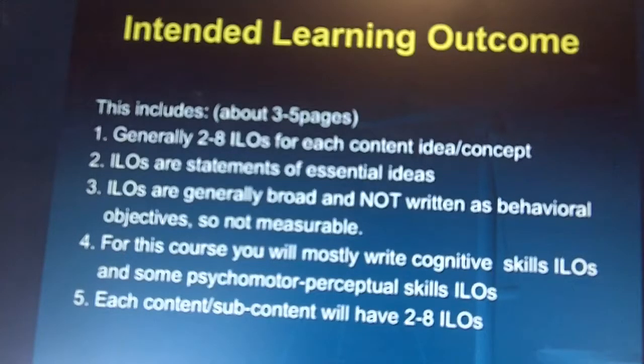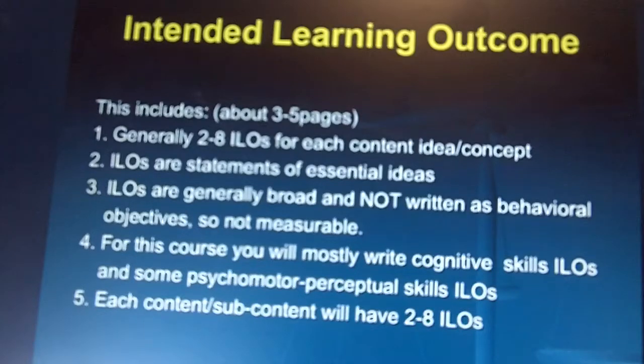One of the things that I need to mention here is on pages 86 and 87. On page 87, chapter 4, there's a nice little schematic that shows the difference between behavioral objectives and intended learning outcomes. Intended learning outcomes can be both behavioral and non-behavioral, meaning observable and non-observable.